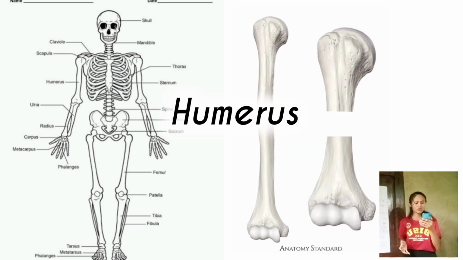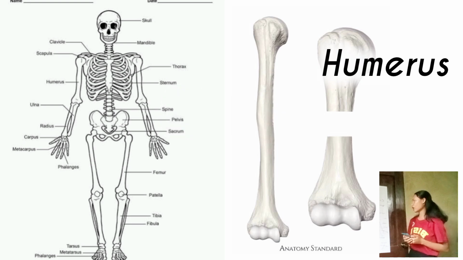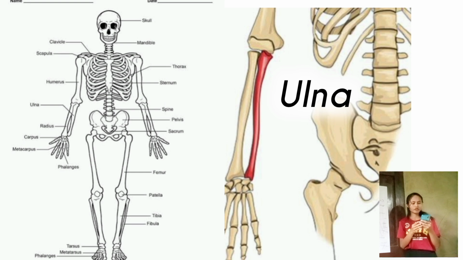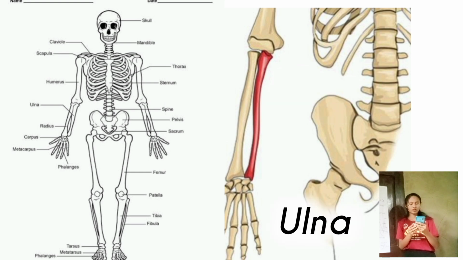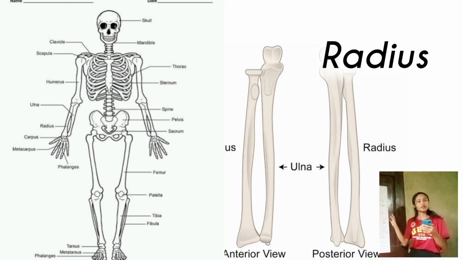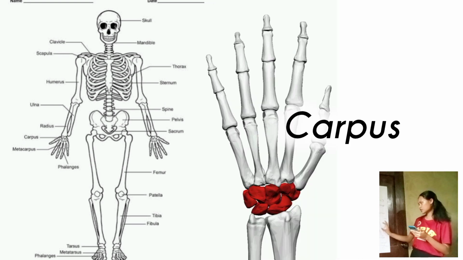Next is the humerus, the upper arm bone that moves our arm. This part is the humerus, as you can see in the diagram. Next is the ulna, the forearm bone on the pinky side. It helps move the elbow. This is the ulna. Next is the radius. The radius is the bone on the thumb side of the forearm. It allows wrist rotation.